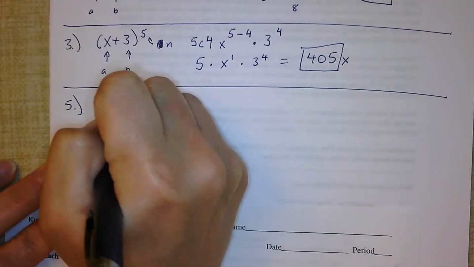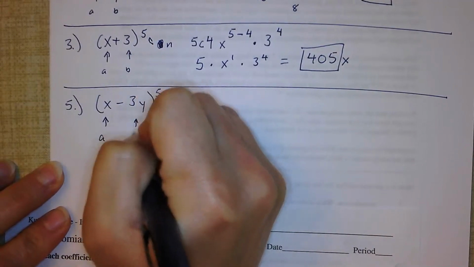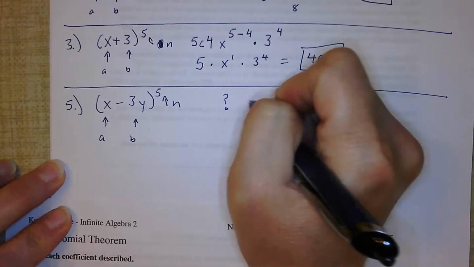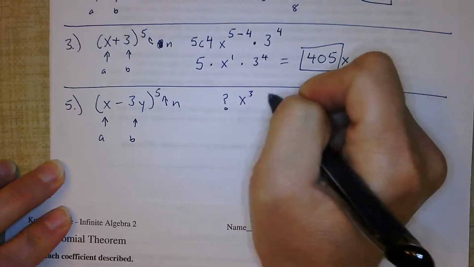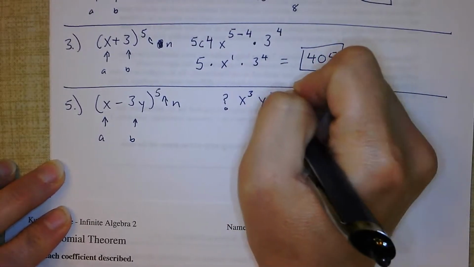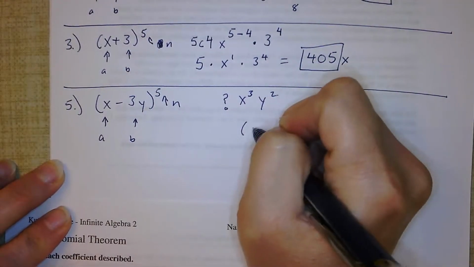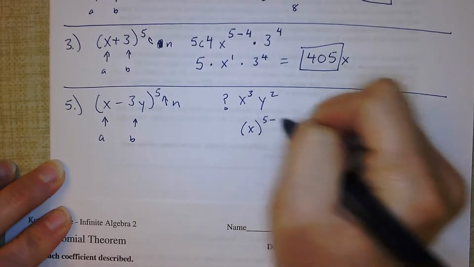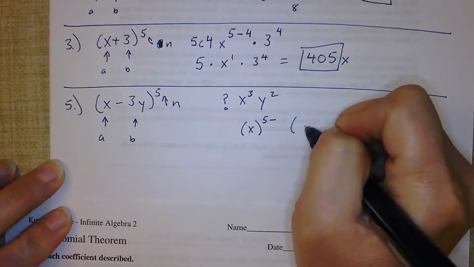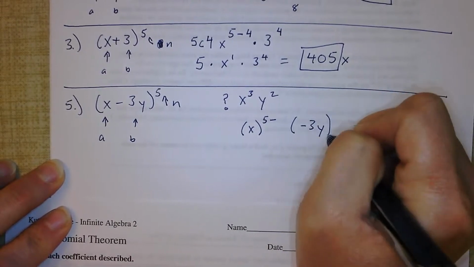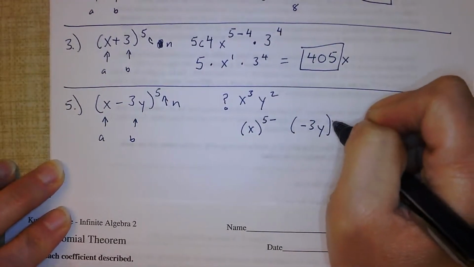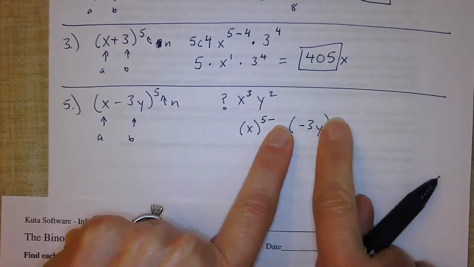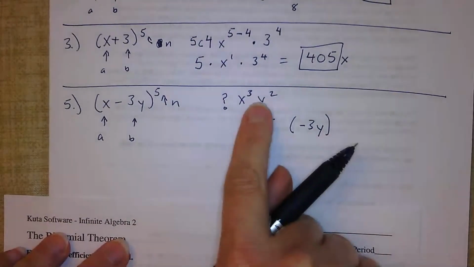Make a little note. I know that this is A. I know that this is B. And I'm looking for what is in front of x to the third y squared. Okay, so I'm going to take my A, which is x, and I know that that's n minus something. And then my b is negative 3y, and that is raised to something, the r. This is going to be the same value that I'm going to put here and here. So I want to get y squared.